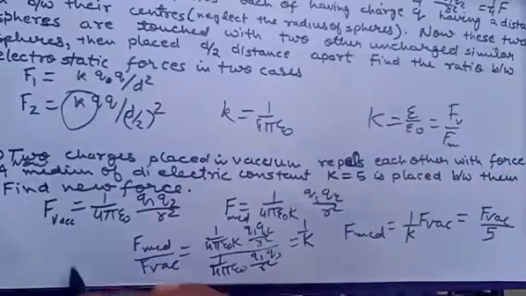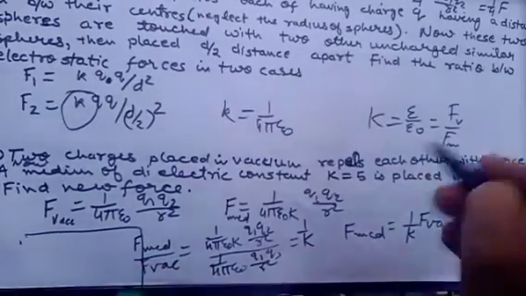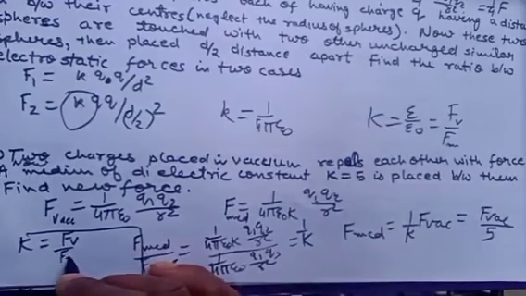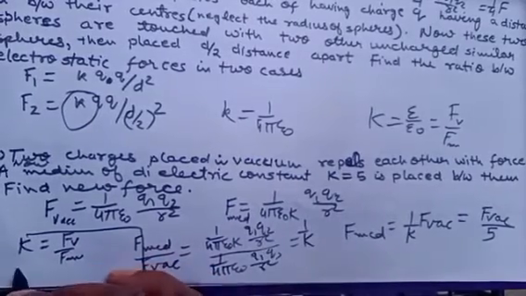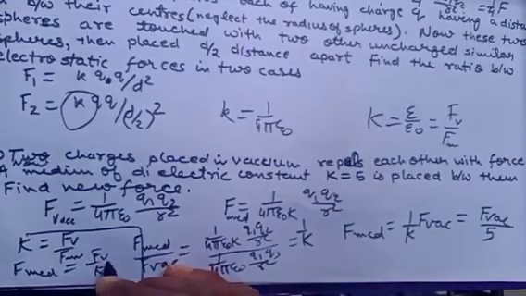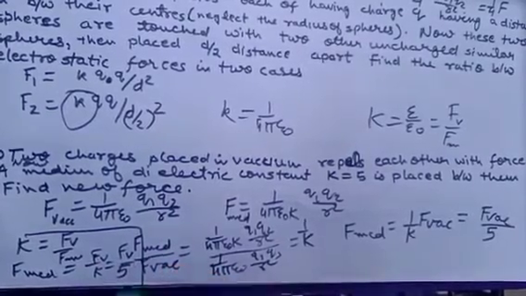Or directly we can use this formula also. I am doing it here. If you remember this, then you can directly do this: F in vacuum upon F in medium equals K. And that is why F in medium is F in vacuum upon K. And K is 5. So F in vacuum by 5.